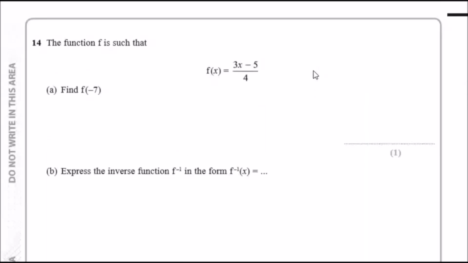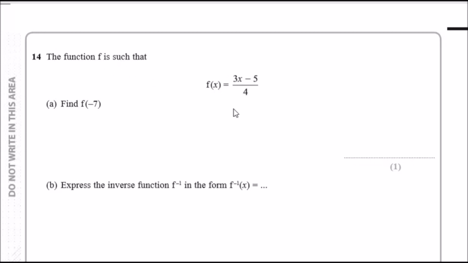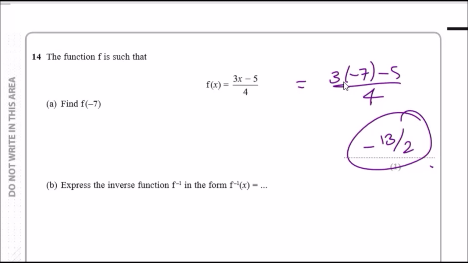Now let's look at 14. The function f is such that f(x) equals (3x minus 5) over 4. Find f(-7). All right, this is easy. Just replace x with minus 7 and smash it in a calculator. So it's just going to be (3 times minus 7 minus 5) over 4. When you do this, you should get minus 13 over 2. You can leave it as a fraction or a decimal. Let's double check. Yep, easy.